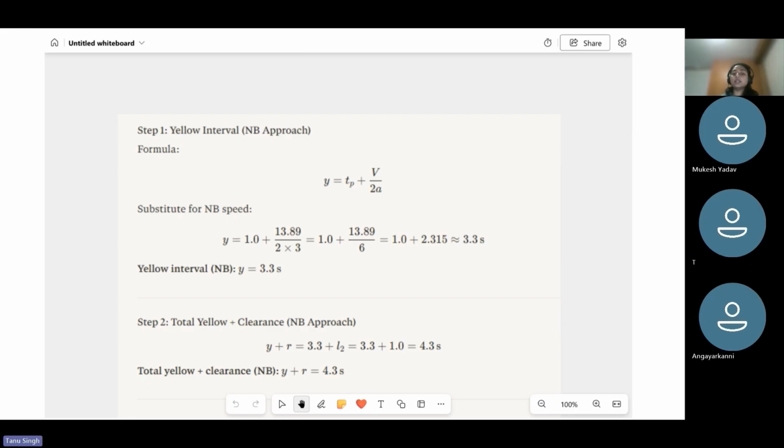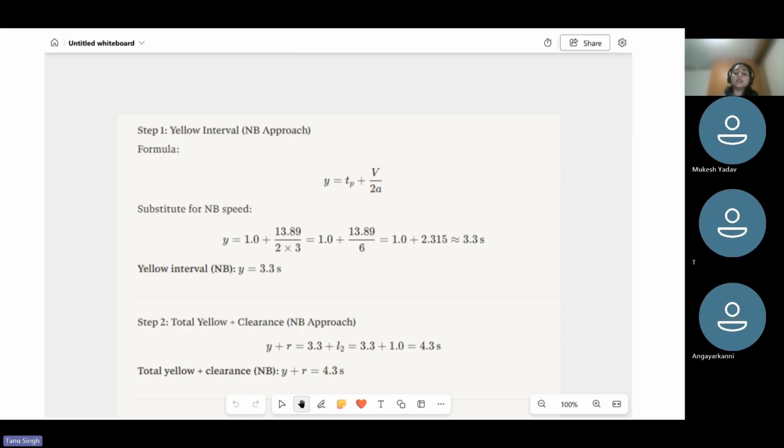First, what is this V? V comes from the problem, where it was mentioned that for the NB and SB approaches, the speed was given as 50 km per hour. So we have converted that 50 km per hour into meters per second, and we get 13.89 meters per second. Putting it in the equation, we get the yellow interval as 3.3 seconds.